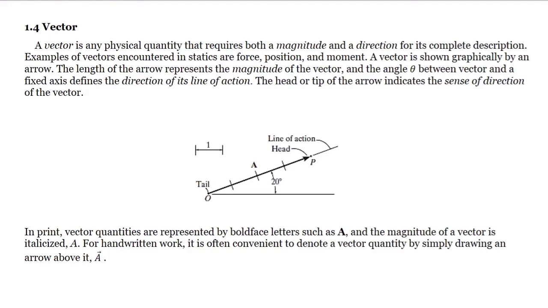Our lesson 4 for chapter 1 is about vectors. What is a vector? A vector is any physical quantity that requires both a magnitude and a direction for its complete description. Examples of vectors encountered in statics are force, position, and moment. A vector is shown graphically by an arrow.